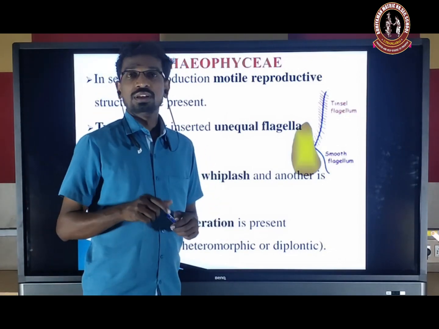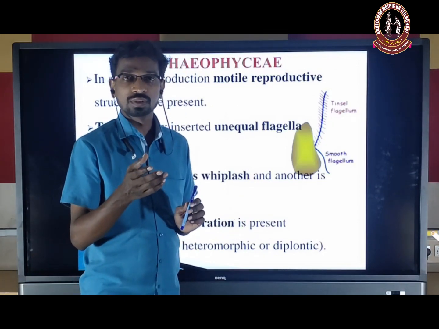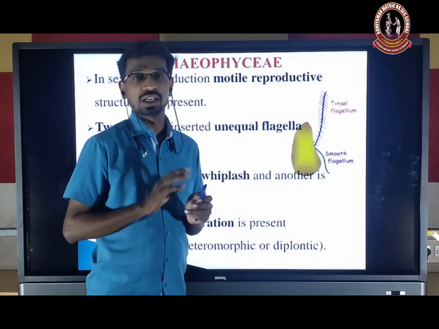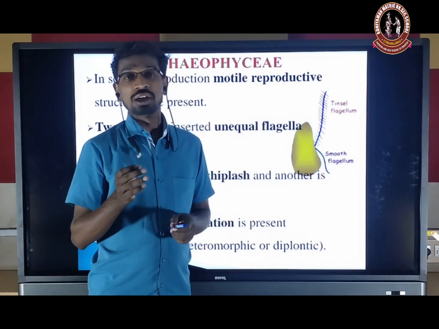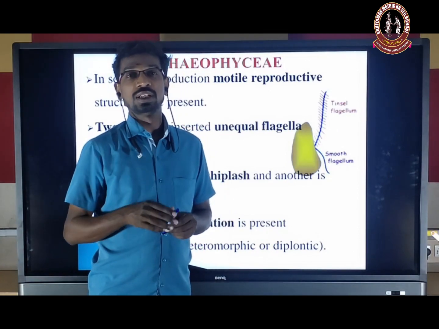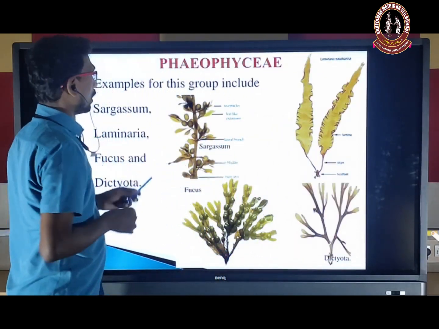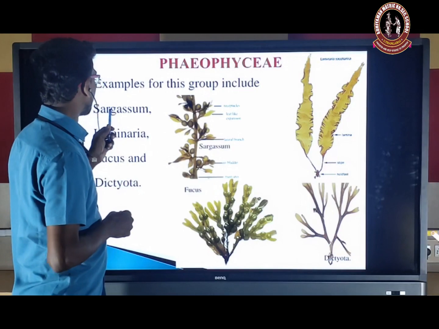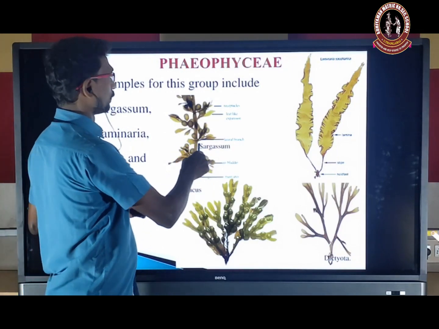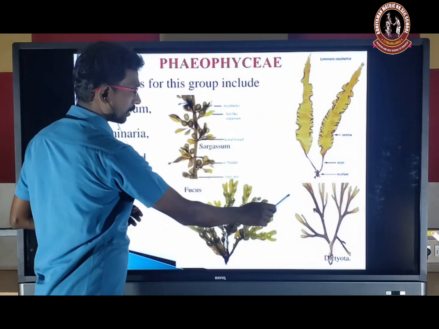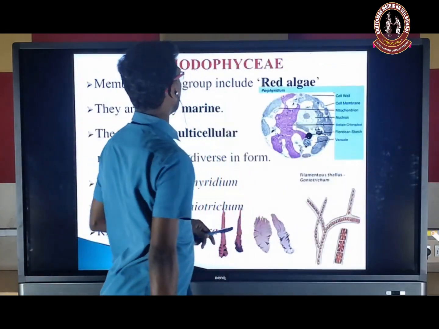Heteromorphic means that both the sporophyte and gametophyte are morphologically dissimilar. If you want more reference, see the previous video, the life cycle of algae, where I give a clear explanation. Examples for Phaeophyceae: Sargassum, Laminaria, Fucus, Dictyota. So these are the examples for Phaeophyceae.